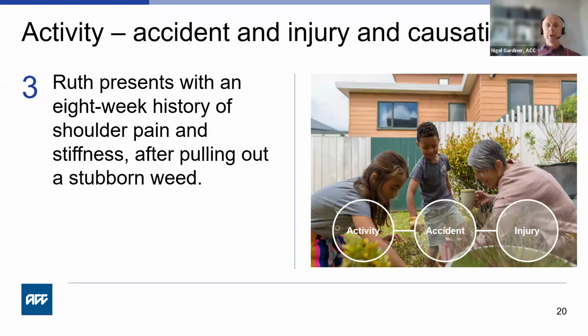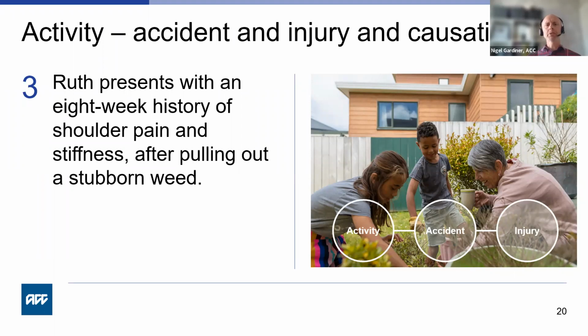So in this final example, this is Ruth, and she presents to you with an 8-week history of shoulder pain and stiffness after pulling out a stubborn weed. We generally consider pulling out a stubborn weed to be an accident. Some of those weeds are pretty stubborn, but the sudden release of the weed and sudden force is external. Even if it's a relatively minor event, it could still amount to an external force. So that would be an accident in this case.